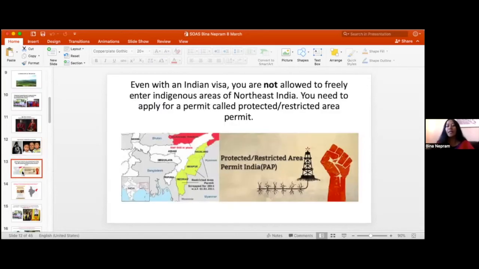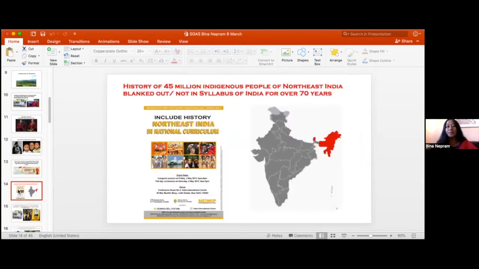So now the question is, why don't you know about it? It's not just that our history is not in the textbooks of India. Even if you come to India with an Indian visa, you're not allowed in our parts. You will only be allowed after you get a permit called a protected area or restricted area permit. And even if you come there, you are not allowed within 11 kilometers of the capital. And as I mentioned, the history of 45 million people has been blanked out.